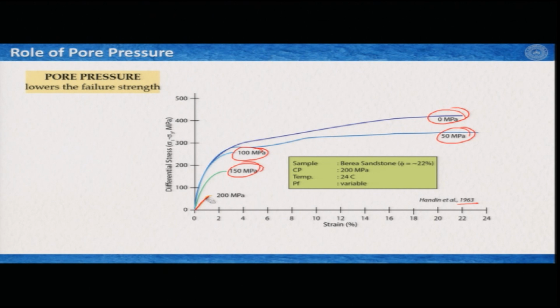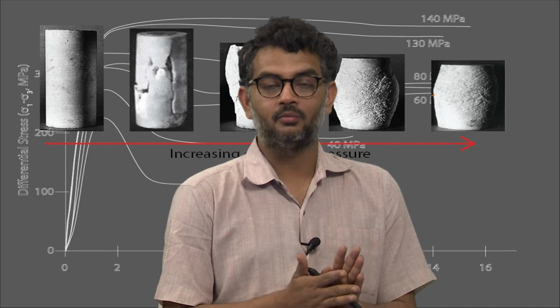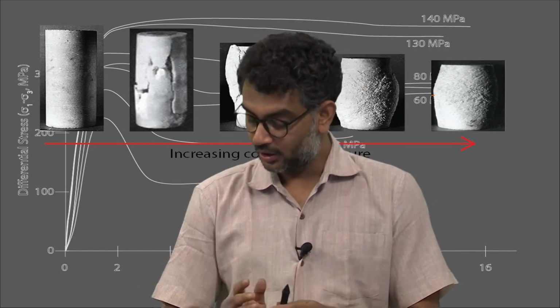But the strength got increased when the pore pressure, he decreased from 200 to 150 megapascal. A 50 megapascal decrease of pore pressure increased the strength of the rock. From 150 to further decrease to 100 megapascal, further decrease to 50 megapascal and further to 0 megapascal, we see that strength and flow stress of the rock has increased. So, pore pressure effectively lowers or decreases the strength of the rock. This was one of the first experiments where Handin showed this typical phenomenon of deformation behavior.